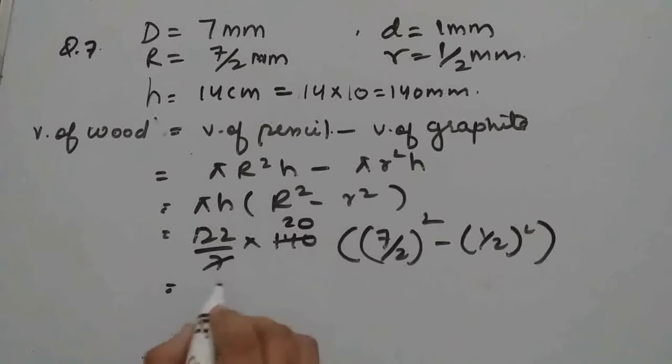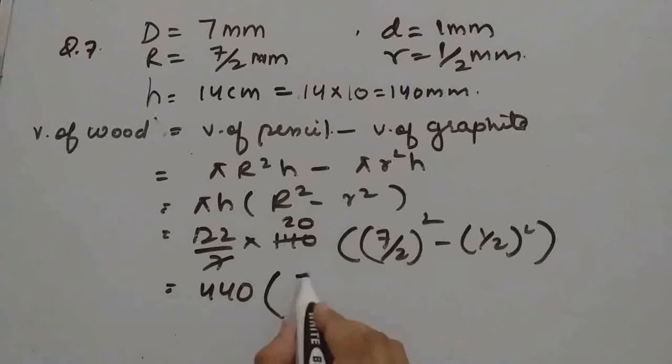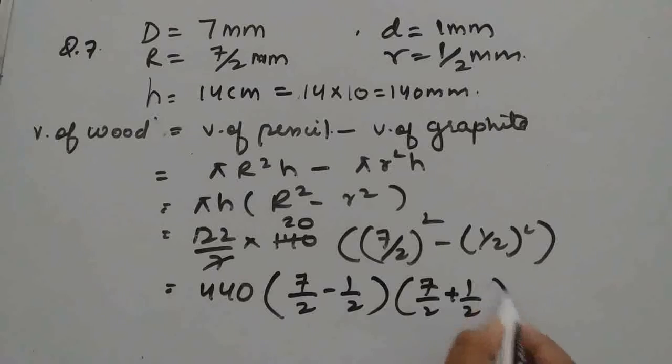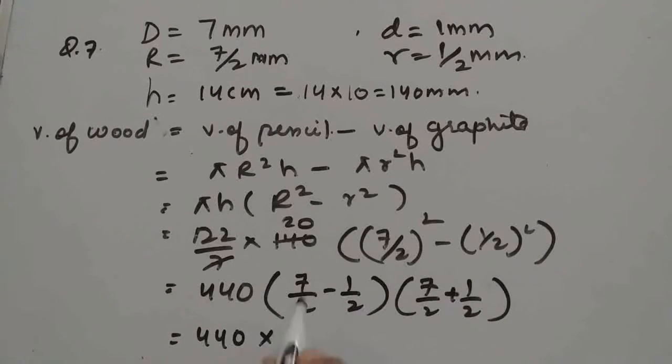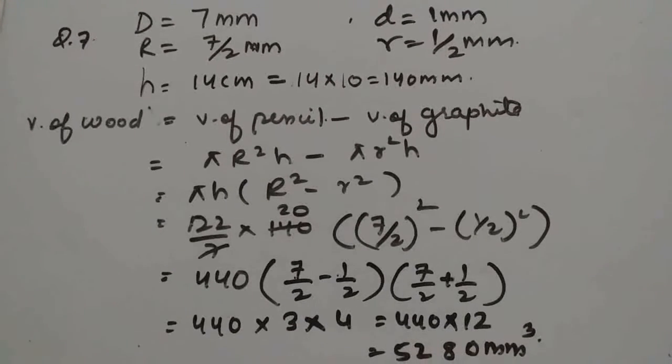So this will go 440. Here we can use the identity: 7 by 2 minus 1 by 2 into 7 by 2 plus 1 by 2, isn't it? So 440, 7 minus 1, since the denominator is the same, we can subtract the numerator. 6 by 2 means 3, and here 8 by 2 means 4. So 440 into 12 will give 5280 millimeter cube. Okay, so this is the volume of wood.